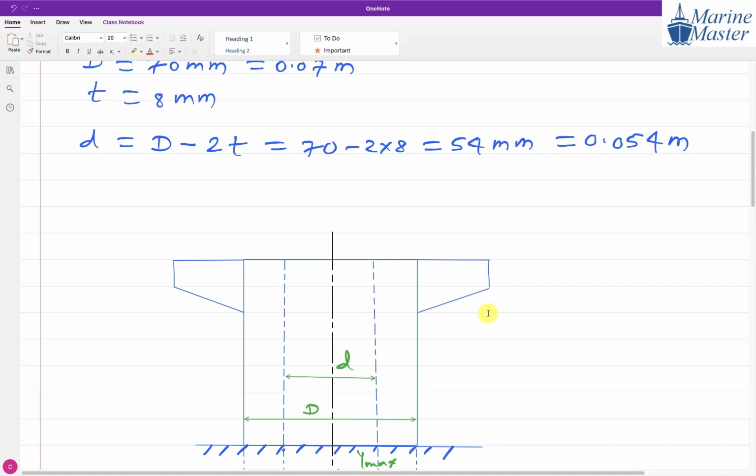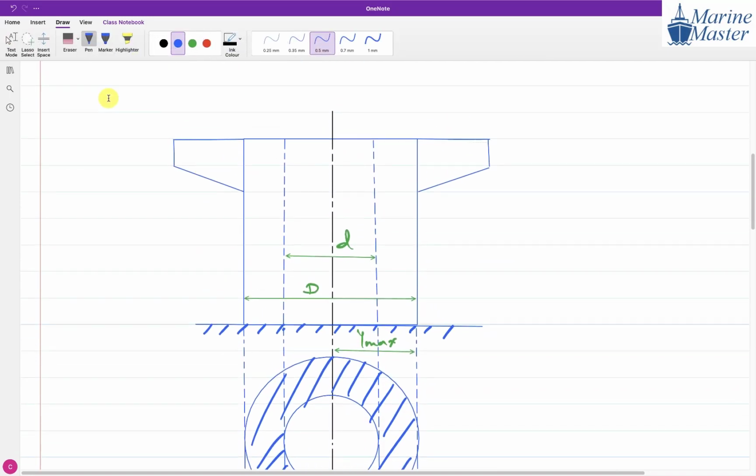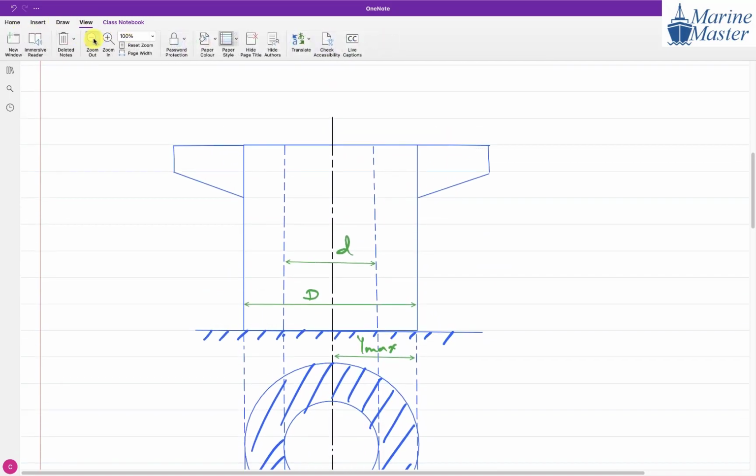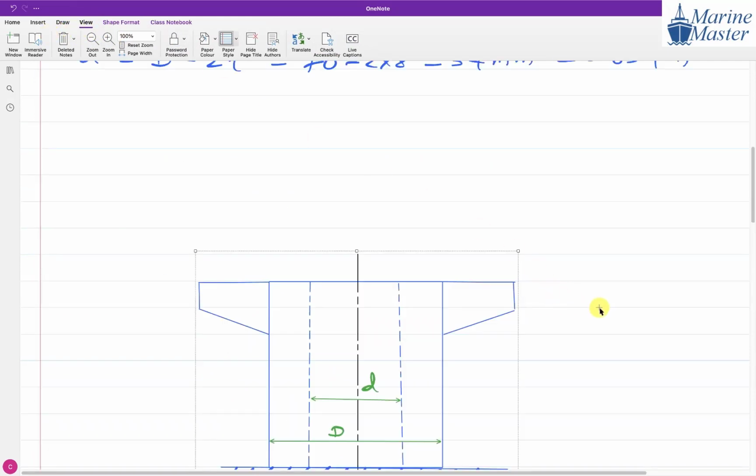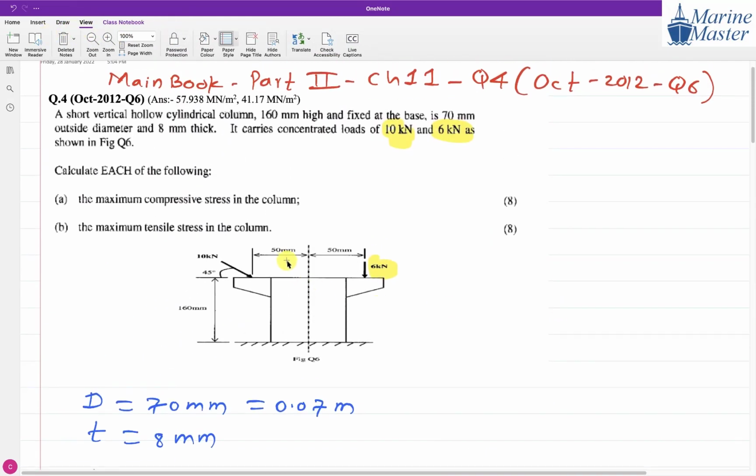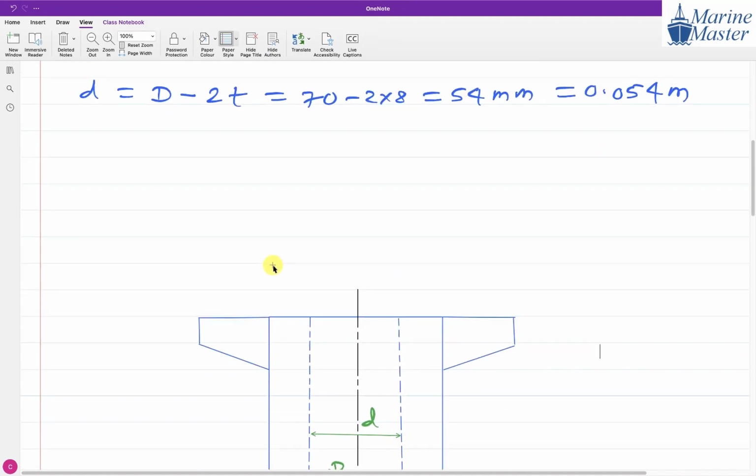Everyone getting my point? Try to understand the scenario. Anyone have any doubt in this discussion? Now the story starts from here, guys. One minute, let me minimize a little bit. Now here we have two forces, everyone. One is 10 kilonewton, another one is 6 kilonewton.